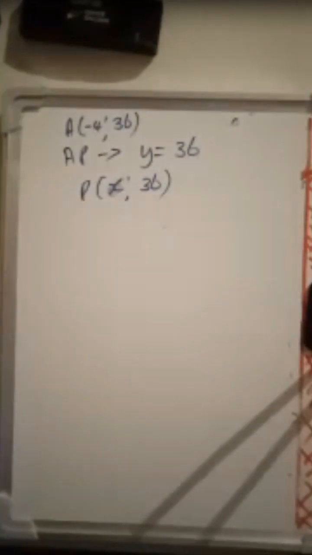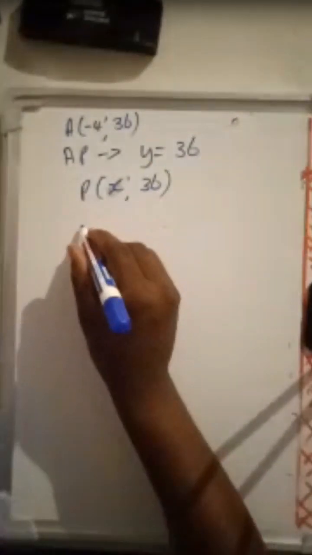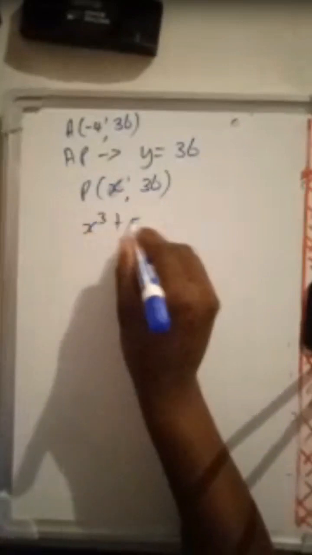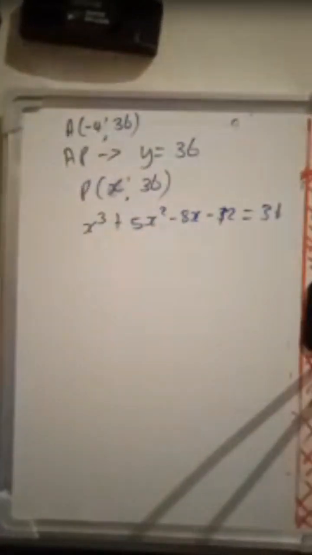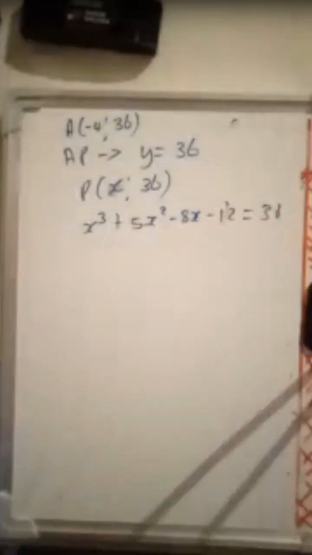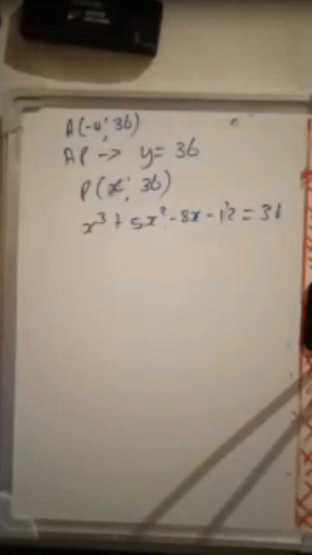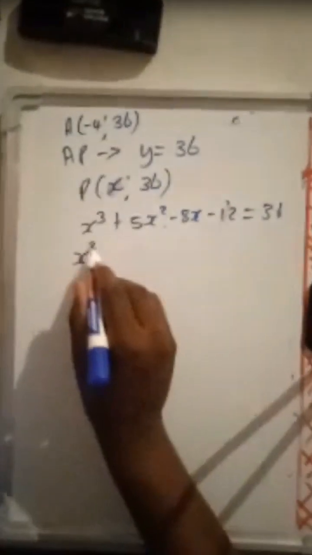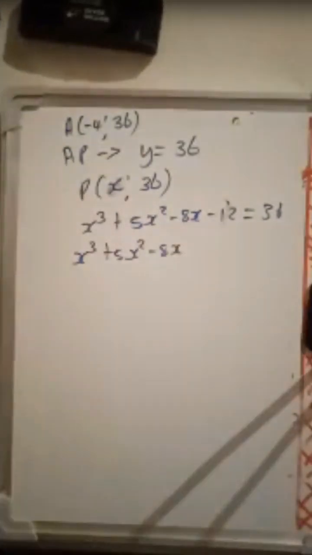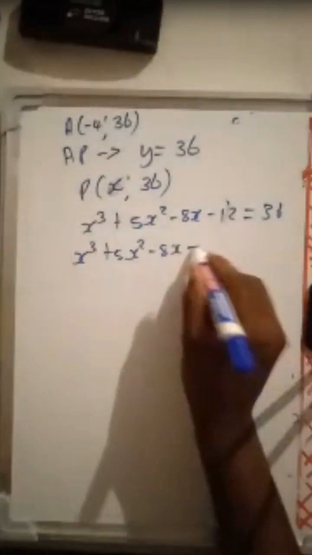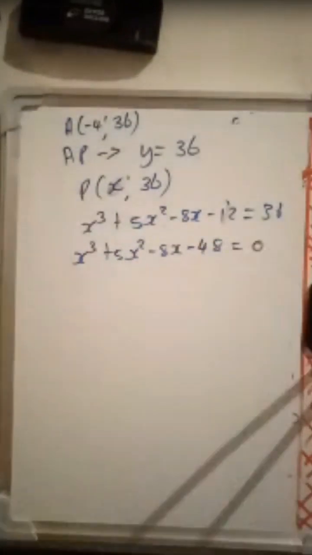Okay, so here it's simple. What's happening there? We now know that the graph x cubed plus 5x squared minus 8x minus 12 is equal to 36, because the y value there is 36. Now we need to solve for x. So it entails solving this: x cubed plus 5x squared minus 8x. If we bring 36 there, what are we going to get? Negative 48, equals 0.